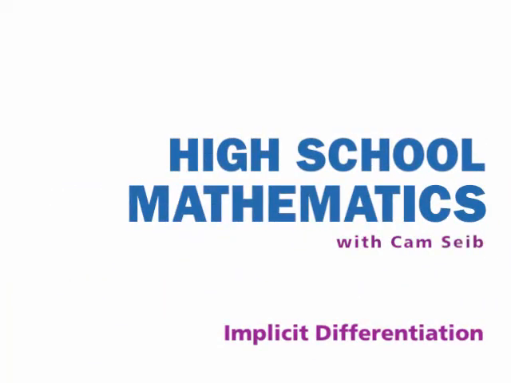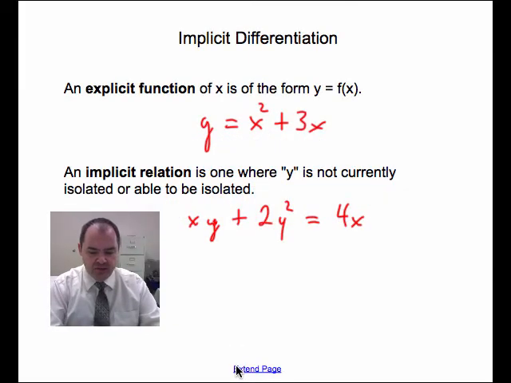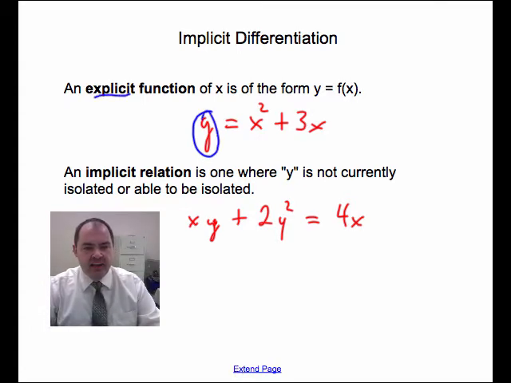Alright, up to this point we have learned how to differentiate functions explicitly, which means that y can be isolated. Y is by itself, so we know the relationship between x and y specifically with y by itself. Now, oftentimes it's not easy or possible to get y by itself, and in fact our relation may not be a function. This often occurs when y can't be isolated.